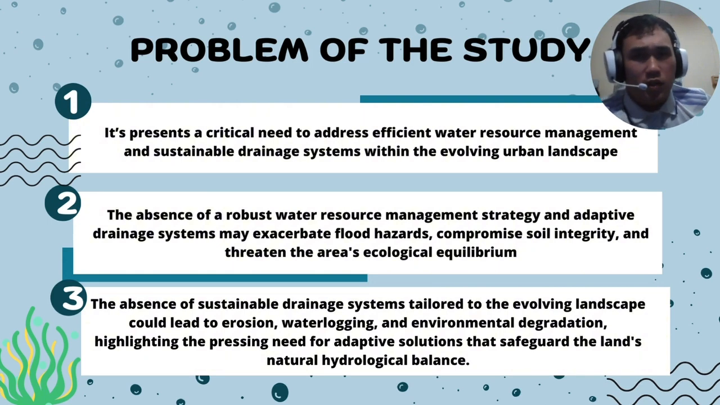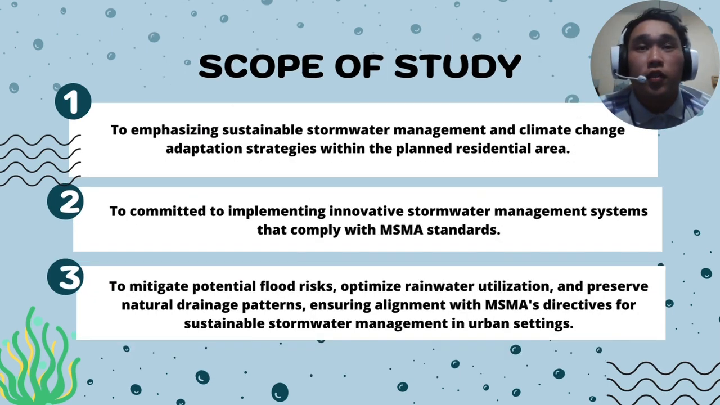The third is the absence of a sustainable drainage system tailored to the evolving landscape, which could lead to erosion, waterlogging, and environmental degradation. Besides that, it also highlights the pressing need for adaptive solutions that safeguard the land's natural hydrological balance.